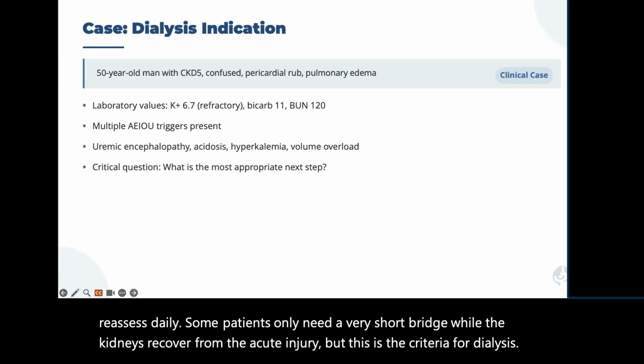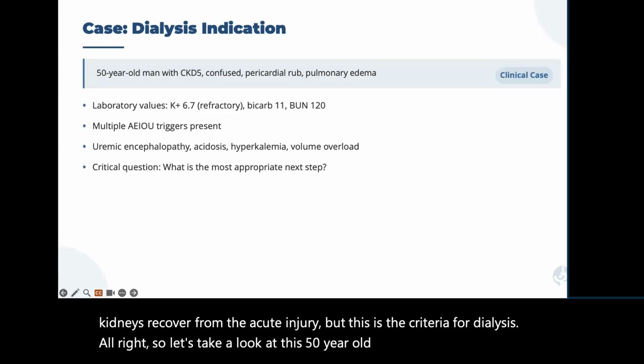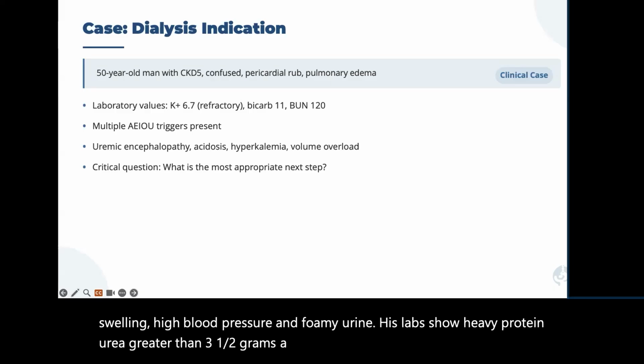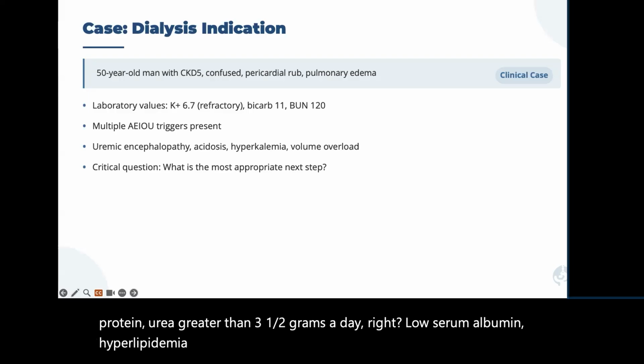All right, so let's take a look at this 50-year-old man. He presents with swelling, high blood pressure, and foamy urine. His labs show heavy proteinuria, greater than 3.5 grams a day, low serum albumin, and hyperlipidemia. This is the classic tetrad of nephrotic syndrome.